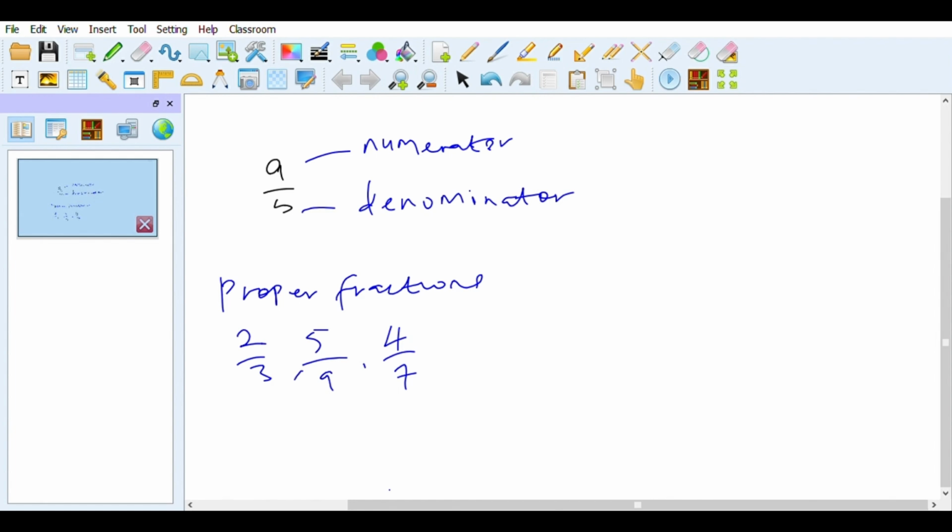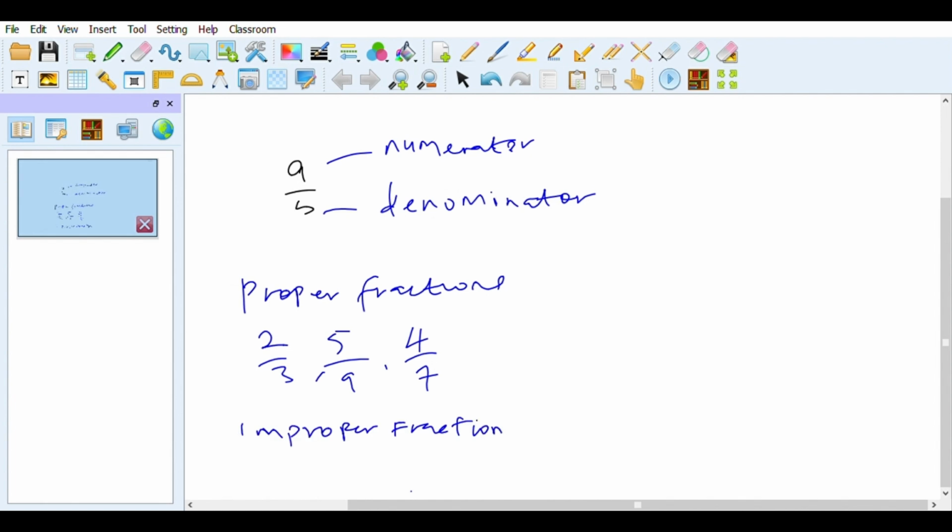We also have the improper fraction. For improper fractions, the numerator is bigger than the denominator. So if you have something like 3 over 2, 9 over 5, 11 over 3, or 20 over 7, all of these are called improper fractions, and the simple reason is that the numerator is bigger than the denominator.